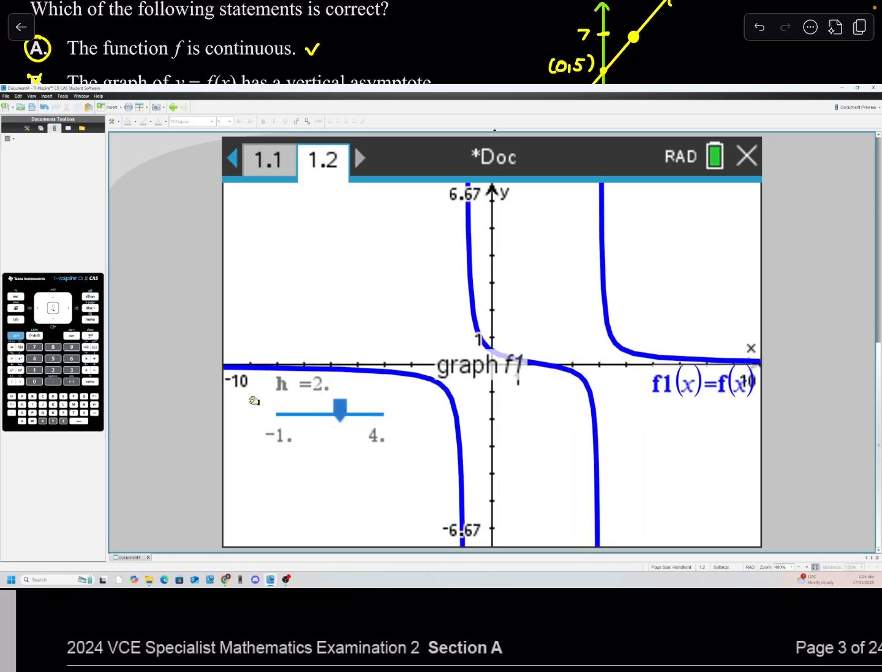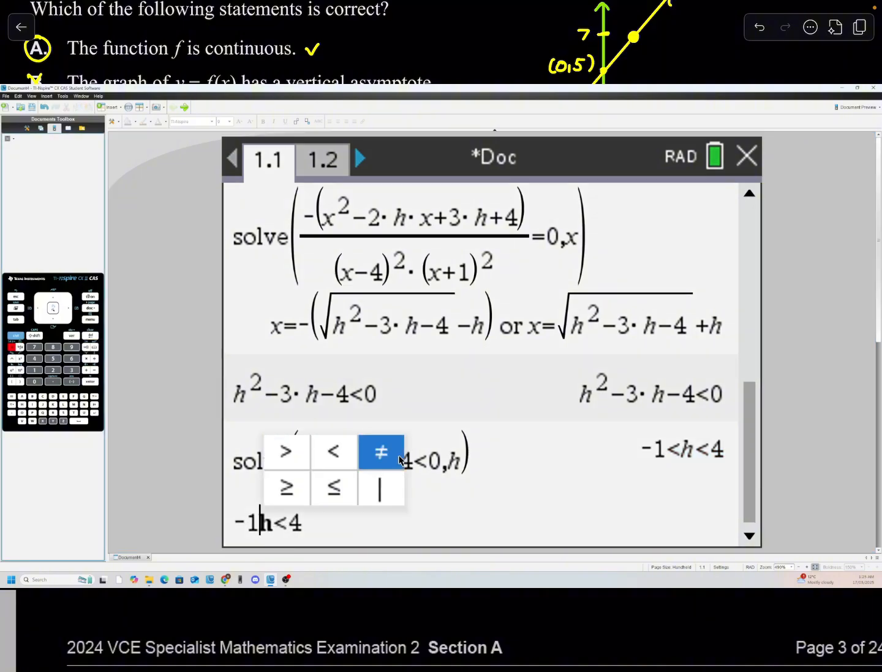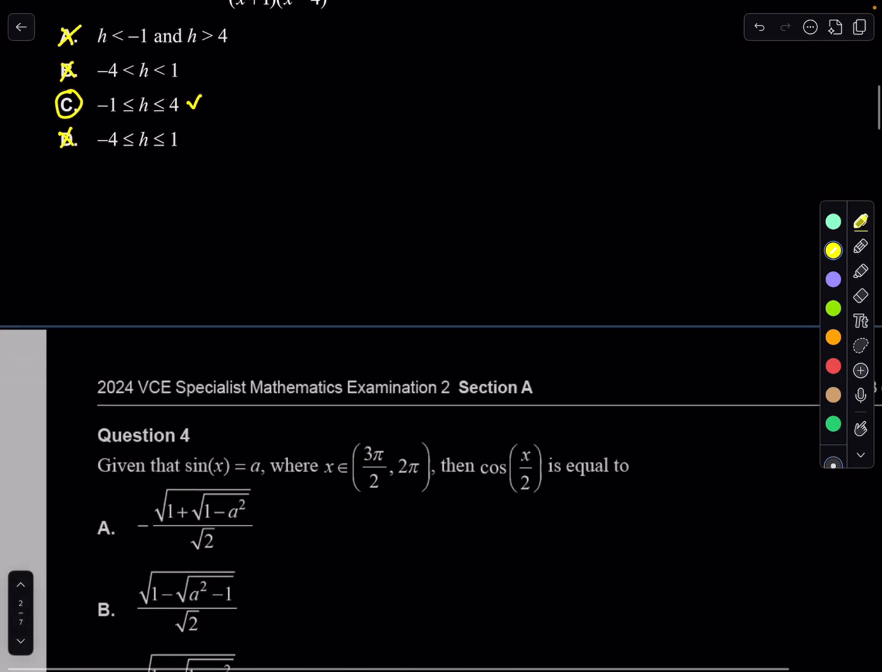Also, -1 and 4 are inclusive, so be careful. Don't make that mistake, yeah? Those are of course inclusive, yeah? Like, that's what our multiple choice says. So it's actually this as your answer. So it's C. Perfect. Let's go to the next question.